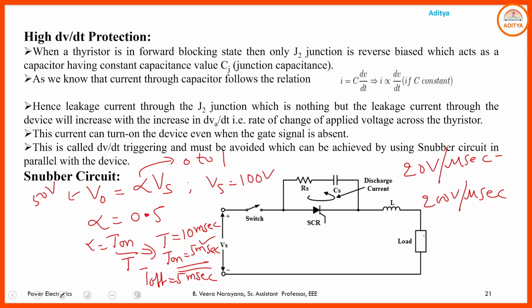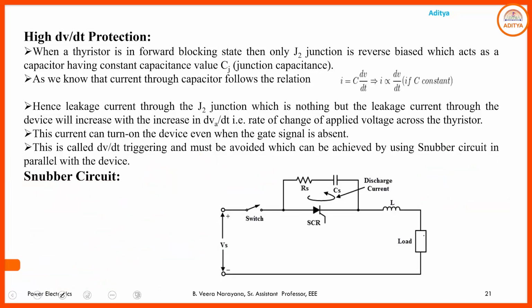How much dV by dt rating is available for a particular rating of the SCR should be given by the manufacturer. So this dV by dt protection is used to avoid unwanted conduction by the SCR due to this dV by dt value. The circuit which is used to provide that dV by dt protection is simply called the Snubber circuit.